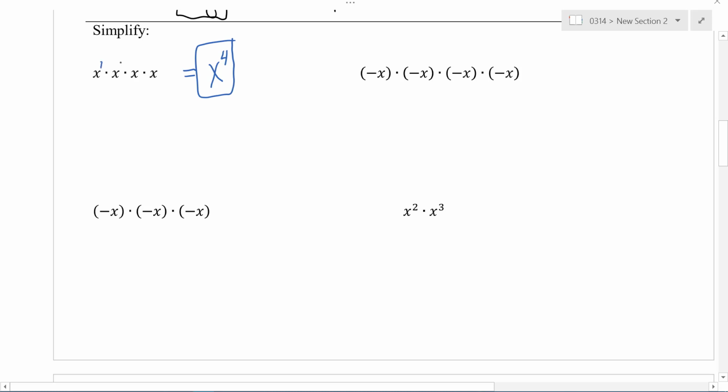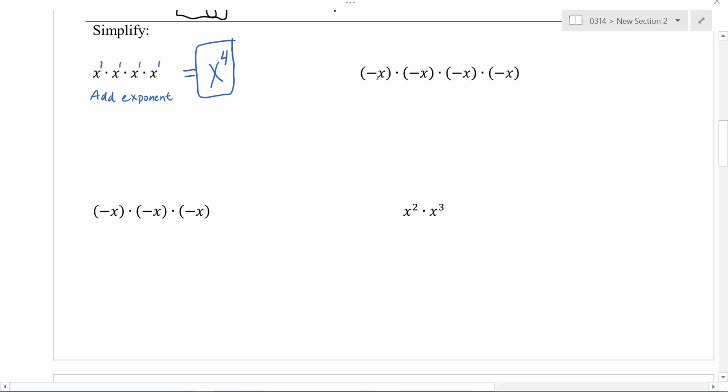Another way of thinking about this is when you're multiplying like bases, you can add the exponents. So if I add 1 plus 1 plus 1 plus 1, I get 4. So if I'm multiplying between the same things, I can just add the exponents on all of those things as a really easy way of multiplying something times itself a certain number of times.